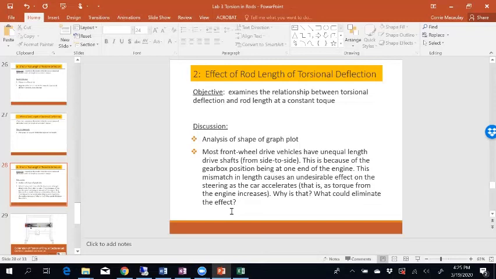Basically, this actually happens in some of your cars, especially your front-wheel drive vehicles, I believe. I could be wrong. Maybe the mechanical engineers can tell me different. I'm sure they know why.